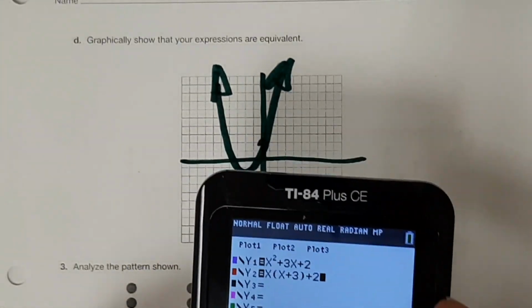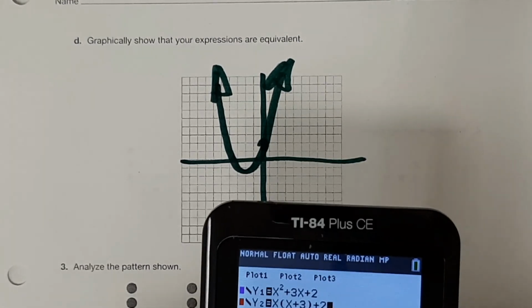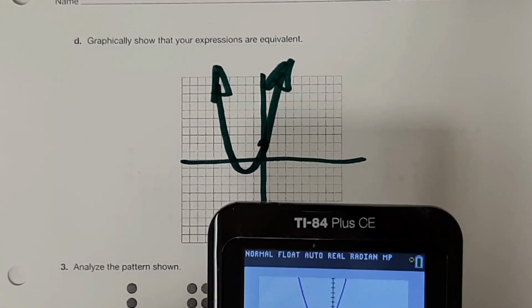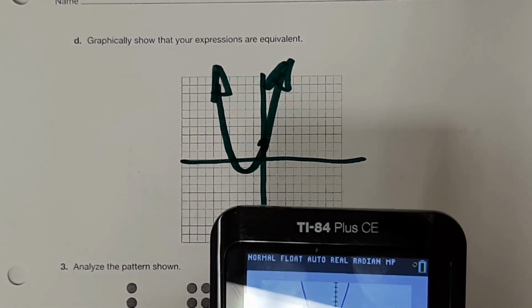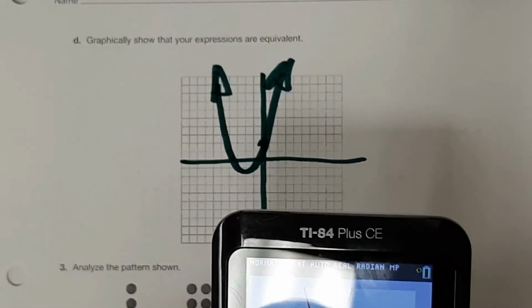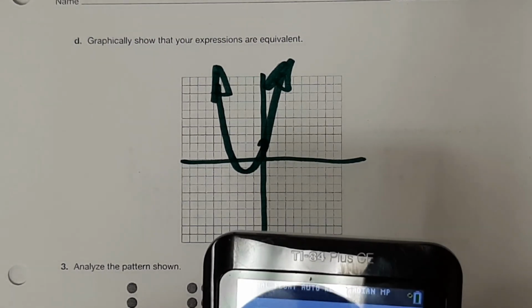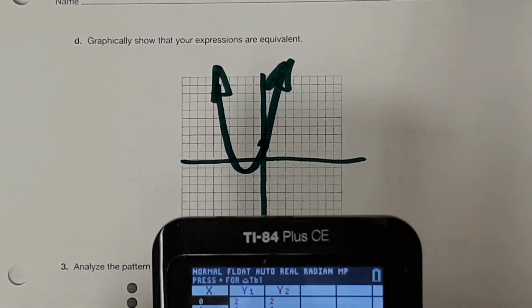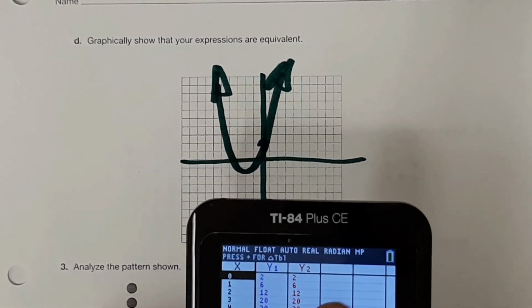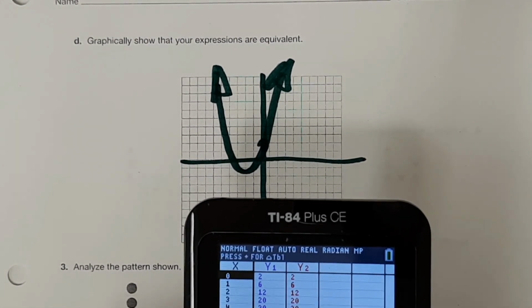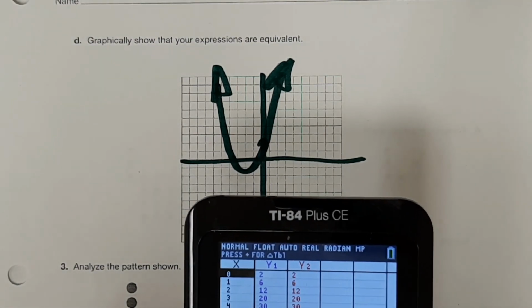So when I graph these, I want to see they're the same. So let's go ahead and hit graph. And we see our graph goes down and up, and then another one comes along and you can't see the other. So see, there's the red one that's overriding. The best way to tell is to go to table, and if you go to the table of values right here, you can see that all the values are equal. So that graphically we're proving that these are the same function.